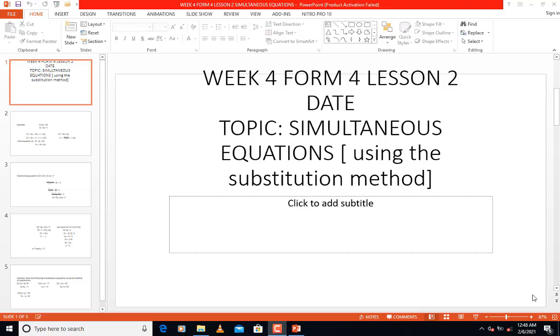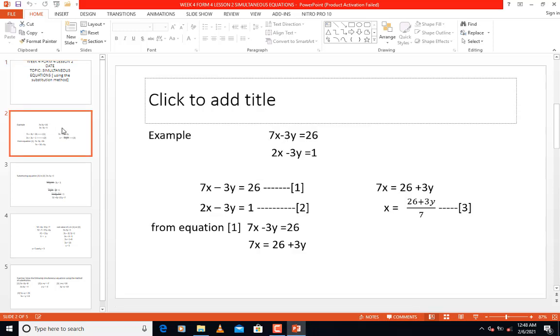We are still talking about simultaneous equations using the substitution method. We are still talking about the same topic and still using the same method, substitution. We want to practice so that everyone understands how to use the method of substitution. Then in the next lesson we are going to discuss elimination.